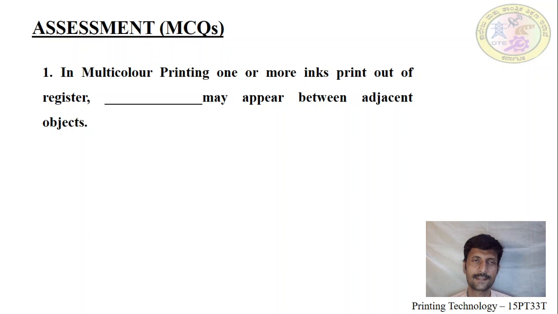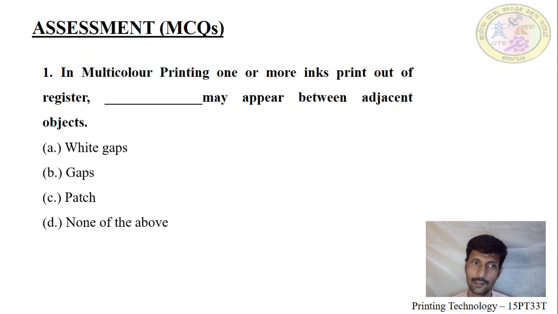Let us discuss a multiple choice question. In multicolor printing, one or more inks print out of register. A dash may appear between adjacent objects. To avoid this, we will use trapping in the plate making process. It may be automated or manual, but we will try to avoid this. Let us see the options. A, white; gaps, patches, or none of the above.